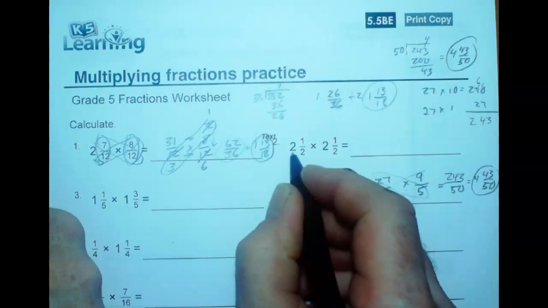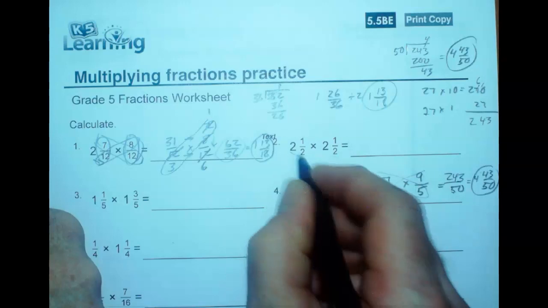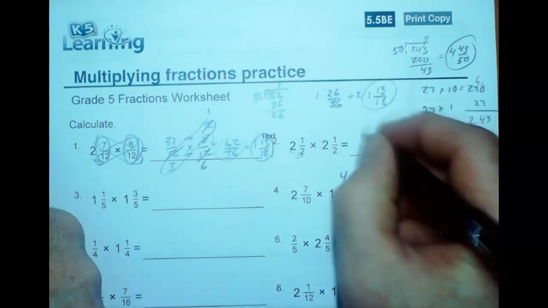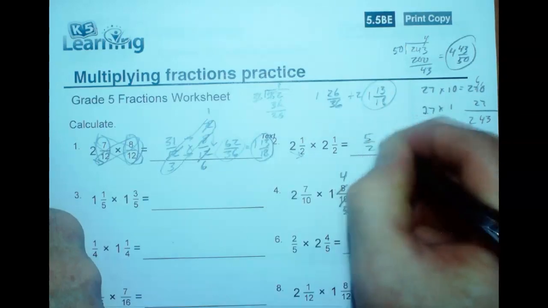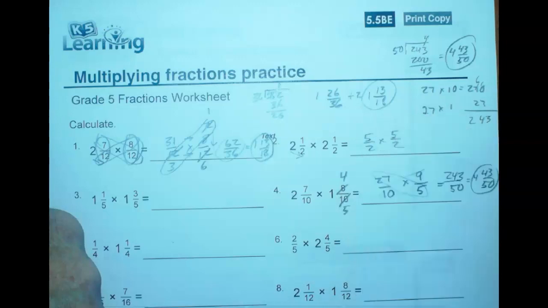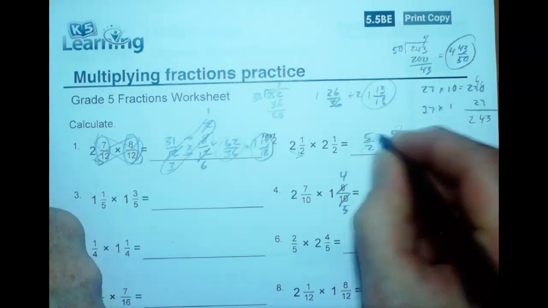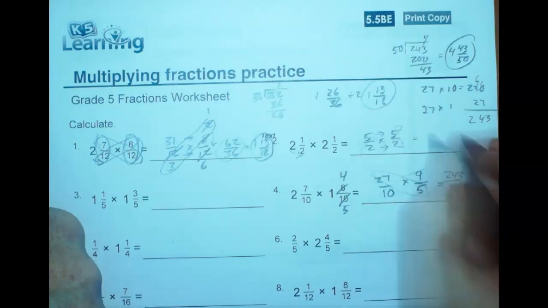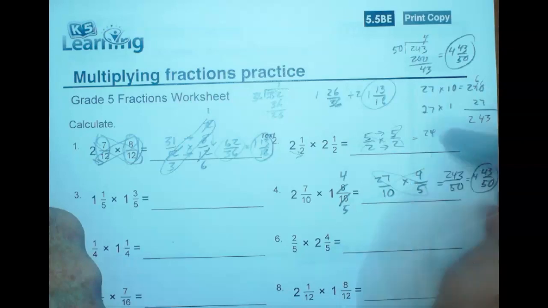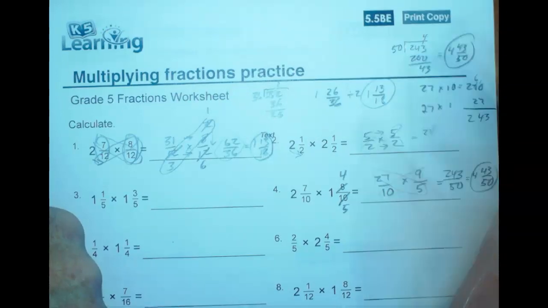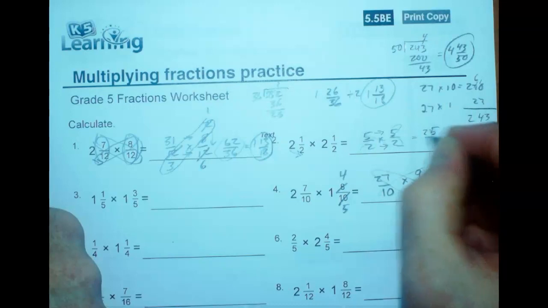This one right here. 2 1/2 times 2 1/2. So 2 times 2 is 4, plus 1 is 5. So this is 5 halves times 5 halves. Again, we can't reduce this way, we can't reduce this way, there's nothing top and bottom. So we multiply across, 5 times 5 is 25. 25 fourths.